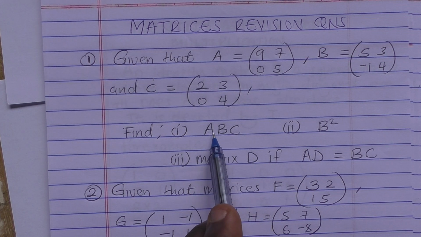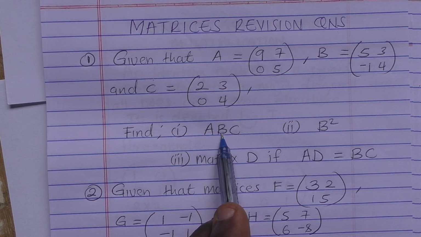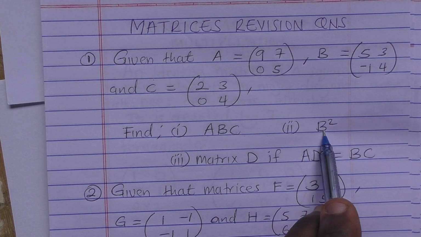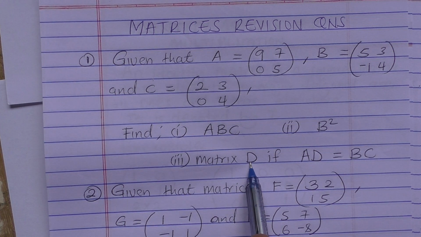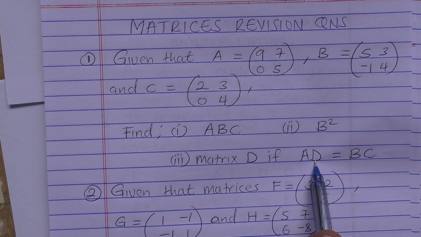We cannot multiply all the 3 at once. So we first multiply the first 2 and get a single matrix. Then after, we multiply by the last one. Then for us to get B squared, it is the same as B times B. Don't just square the elements of B. Multiply B 2 times to get B squared. Then they want us to get D if AD equals BC. Now, they want us to get matrix D.